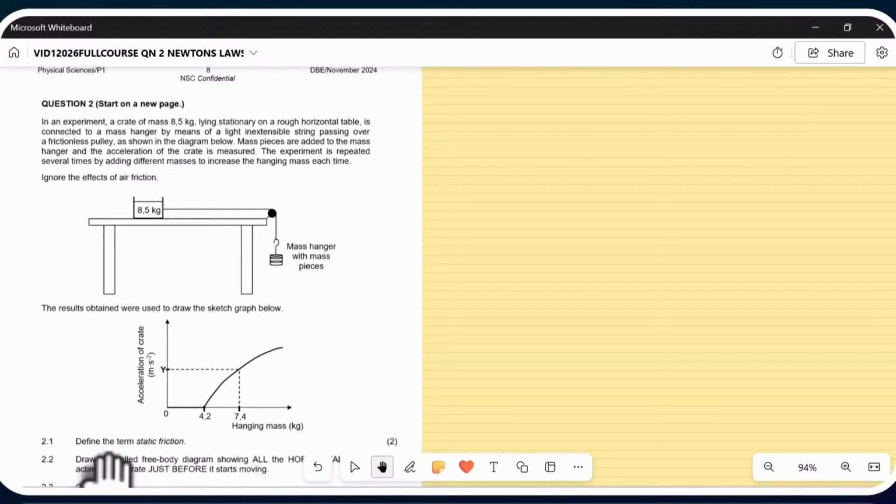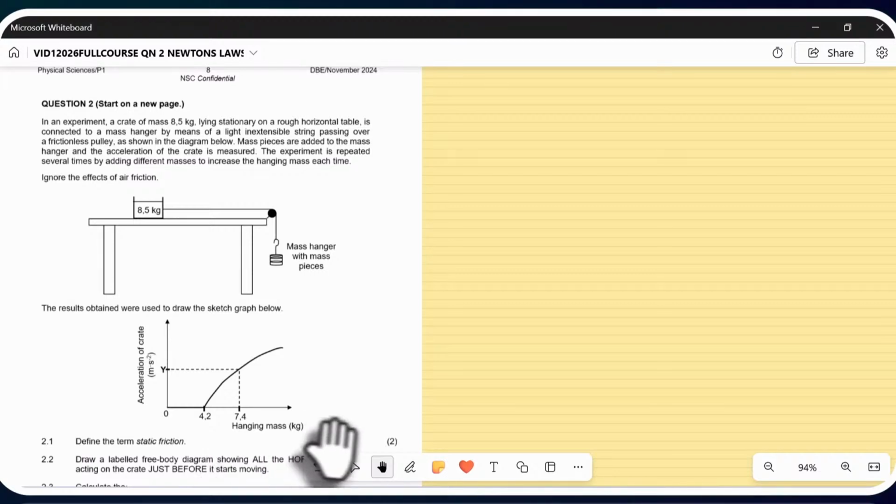2.1, define the term static friction. We said that static friction is the force which opposes the tendency of motion of a stationary object and acts parallel to the surface.